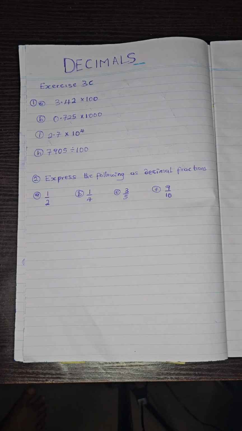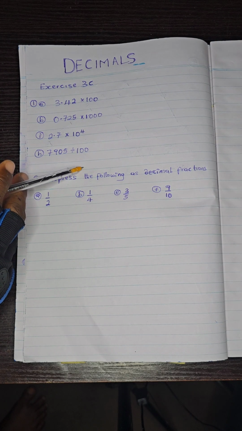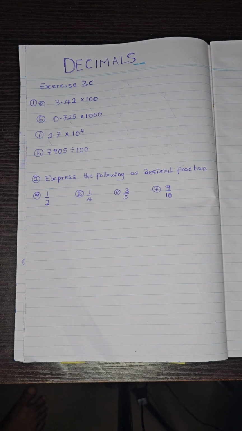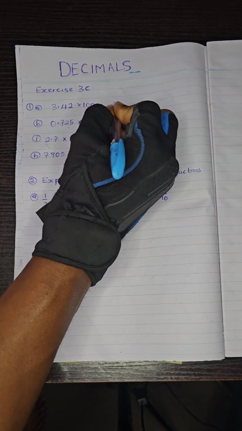Now, when you are dealing with decimals and you are being given any power of 10, that's the easiest decimal you can deal with. All you need to do is move the decimal point around. I'll tell you how to go about it. Let's solve the first one.